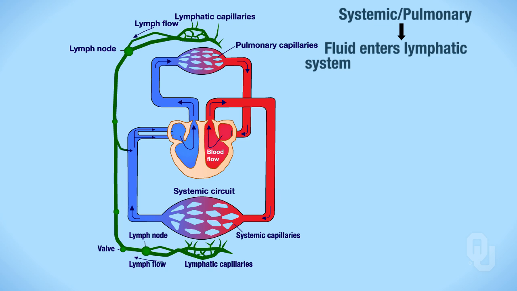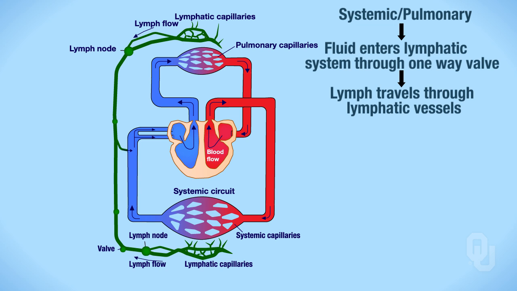In order for that fluid to get into the lymphatic system, it has to pass through a valve. The high pressure of the fluid from the capillaries pushes the valve open. This is a one-way valve. After the fluid passes through the valve, the fluid is now in the lymphatic capillaries. And once the fluid is in the lymphatic capillaries, we call it lymph, since it's in the lymphatic system.